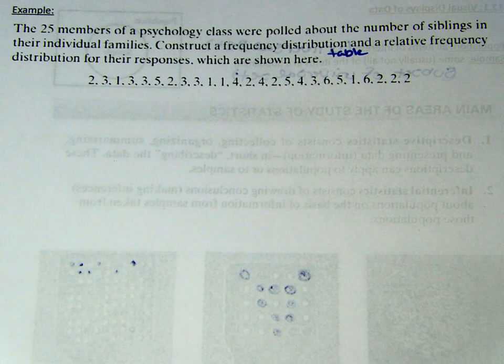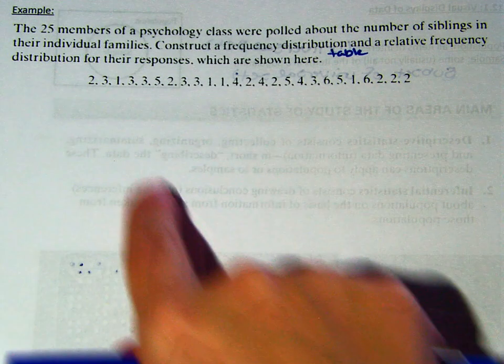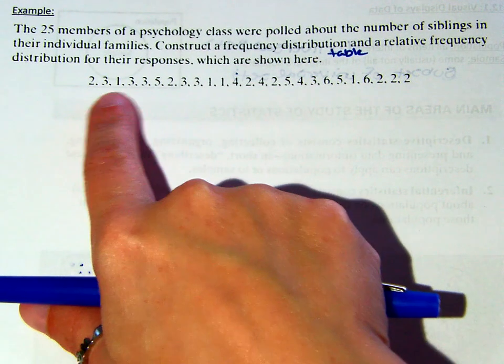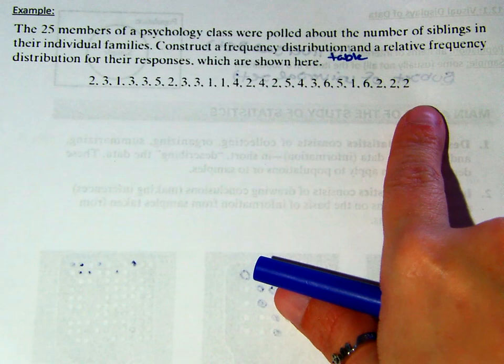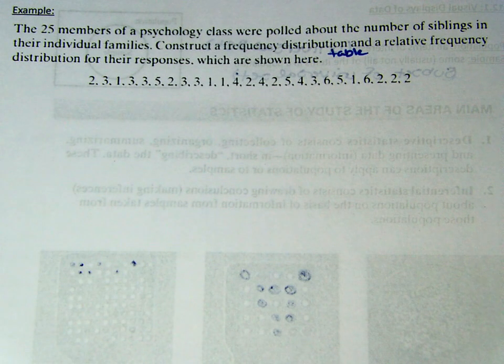Notice we have a lot of them that repeat. There's more than one 2, there's more than one 1, and so on and so forth. So having this string of data doesn't really help us understand, do the majority of the classmates have 2 siblings or 4 siblings? We don't really know.